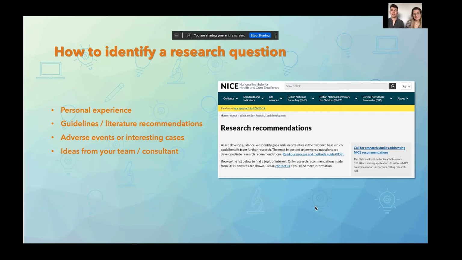And if you do ever get to the stage where you're applying for grants for extra resources for your projects, it's really, really powerful to be able to say, look, this is a research question that needs to be answered because the National Institute of Health and Care has said so, or the European Society of Cardiology has said so. So it's worth, especially if you find a field that you're interested in, thinking about that.